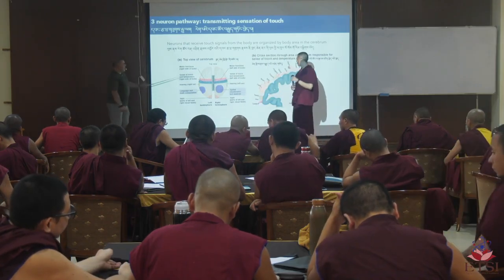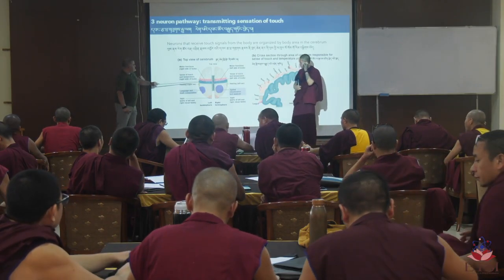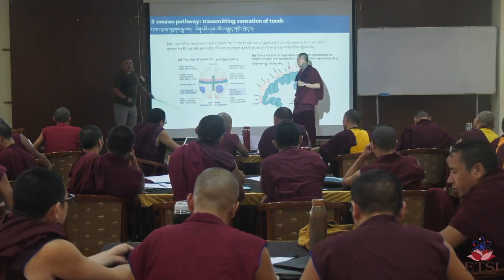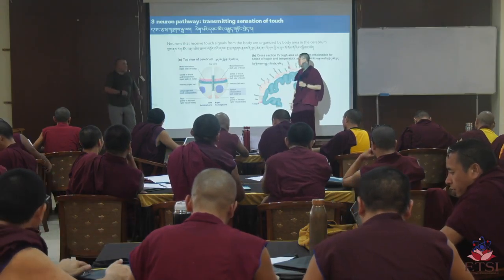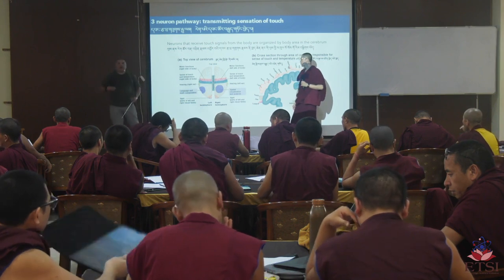So for example, if we have the left lobe, you can see there are certain regions that feel temperature on the left side of the body and different regions on the right side of the body.